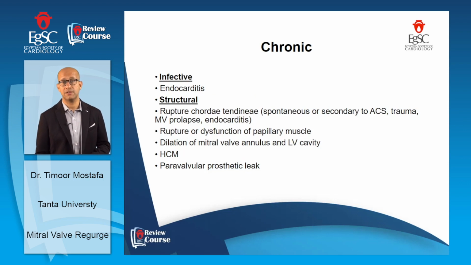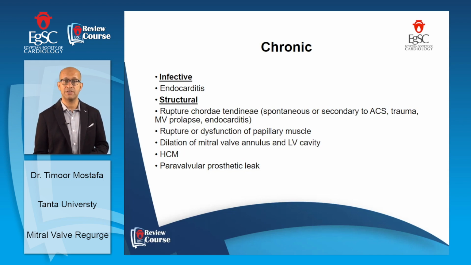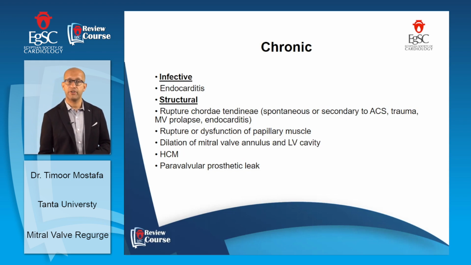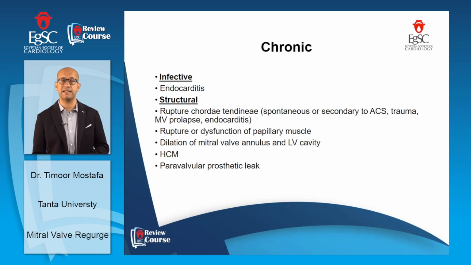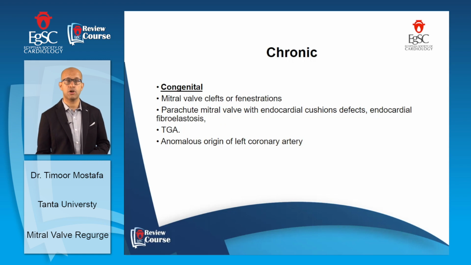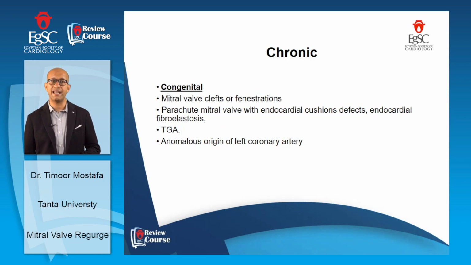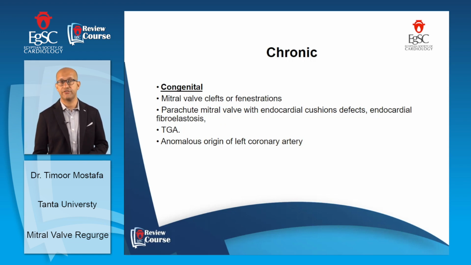It may be structural like rupture of the chordae tendineae, rupture or dysfunction of the papillary muscles, dilatation of the mitral valve annulus and left ventricular cavity, hypertrophic cardiomyopathy, paravalvular prosthetic leak. The last reason for chronic mitral regurgitation is congenital reasons, like mitral valve clefts or fenestrations, parachute mitral valve, TGA, and anomalous origin of the left coronary artery.